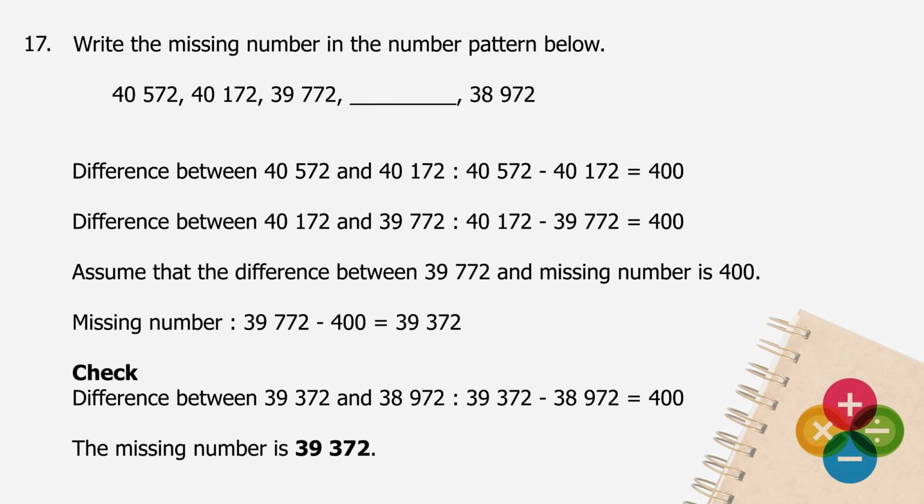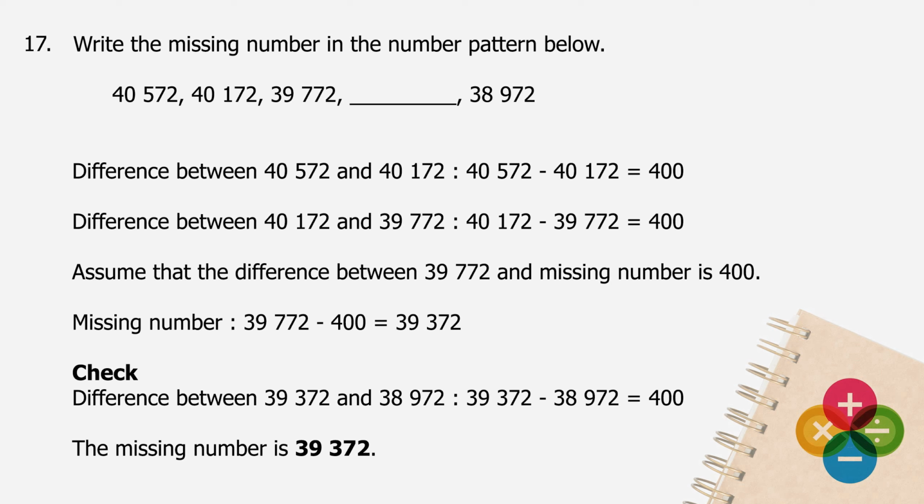The difference between 40,572 and 40,172 will be, subtract 40,172 from 40,572, and the difference is 400. The difference between 40,172 and 39,772 will be, subtract 39,772 from 40,172, and the difference is 400. Assume that the difference between 39,772 and the missing number is 400. The missing number will be, subtract 400 from 39,772, and the difference is 39,372. Let us do a check on the answer.